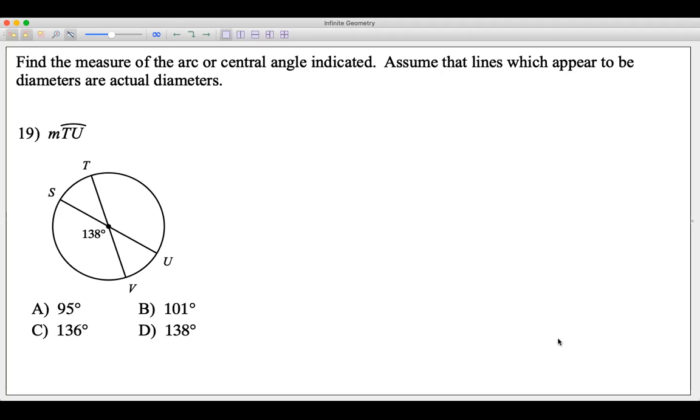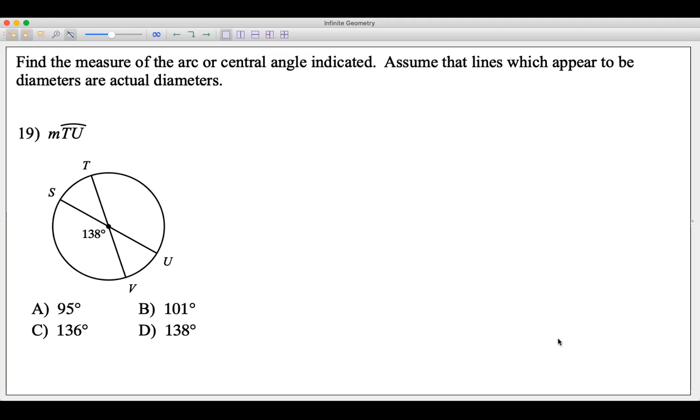All right, so we're dealing with an arc. It says find the measure of the arc or the central angle as indicated. Somewhere there's going to be an indication of what they want you to find. It's right here: find the measure of arc TU. Where is arc TU? Here's T, there's U. How come I didn't go the long way around? They would have written TSU or TVU. But since there's only two letters, it's a minor arc, so less than 180 degrees.